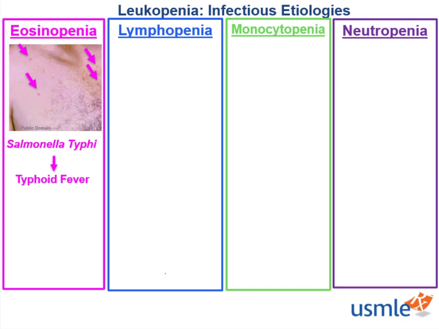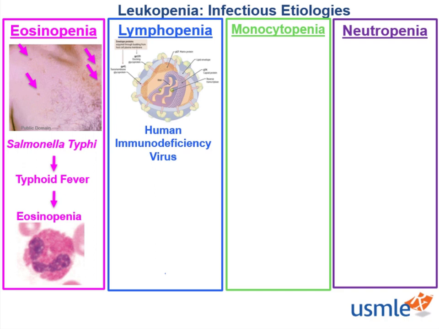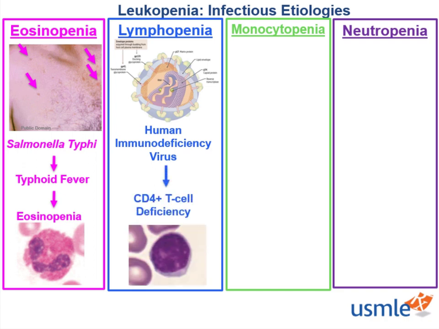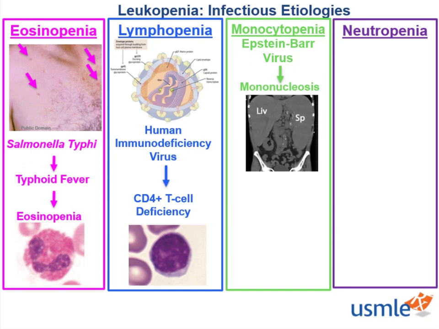This patient is infected with Salmonella typhi, a gram-negative rod that causes typhoid fever. Enteric fever, typhoid fever, same thing, is associated with eosinopenia, a good clue-in for the diagnosis on test day. The classic cause of lymphopenia is HIV, which infects and depletes CD4 positive T cells. In terms of monocytopenia, EBV, the Epstein-Barr virus, causes mononucleosis, leading to hepatosplenomegaly.